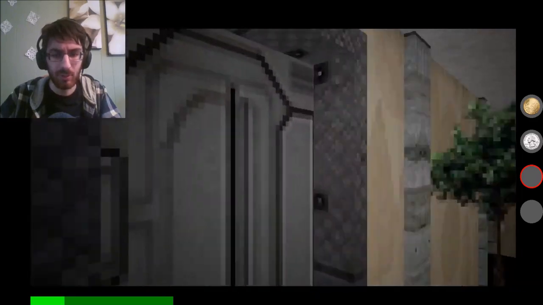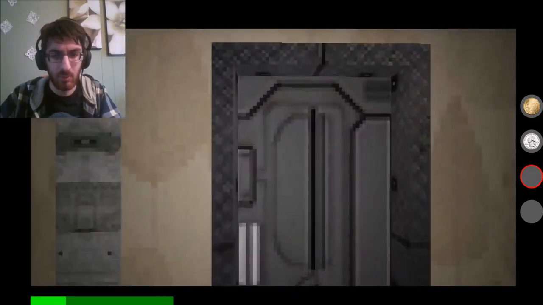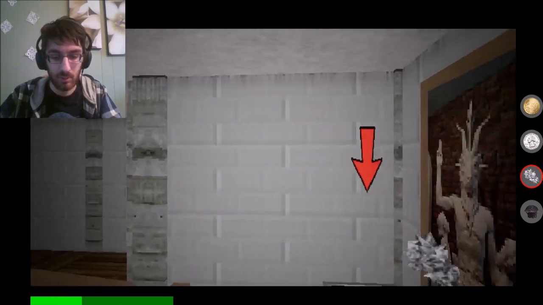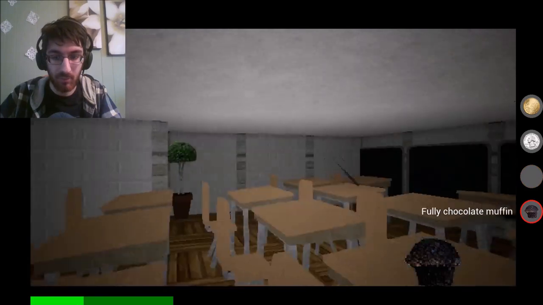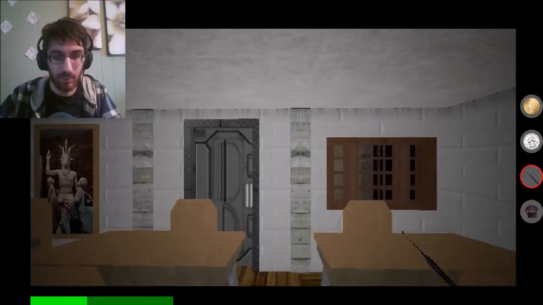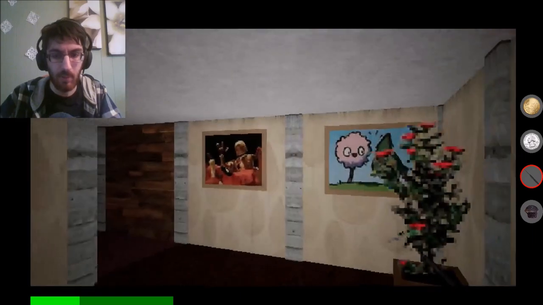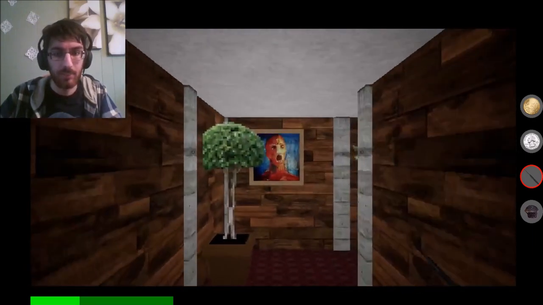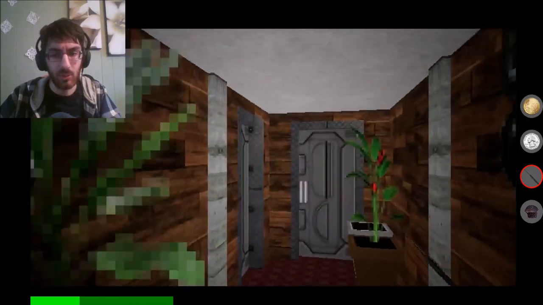There used to be two notebooks in these areas. Where'd they all go? Oh, I got a... Well, let's dump that. But what is this? A fully chocolate muffin plus a lockpick. Well, let's take the lockpick. Maybe I'll pick his eyes open. Okay. I'm pretty sure I saw a picture once in a Gmod horror map.